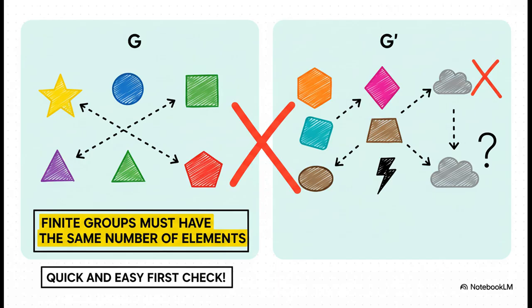And this next note is a total lifesaver. Seriously, it's a super quick reality check. If you're working with finite groups, groups you can actually count, they have to have the exact same number of elements. If one has 5 elements and the other has 6, don't even bother with the other rules. There's no way they can be isomorphic. It's a fantastic first test.